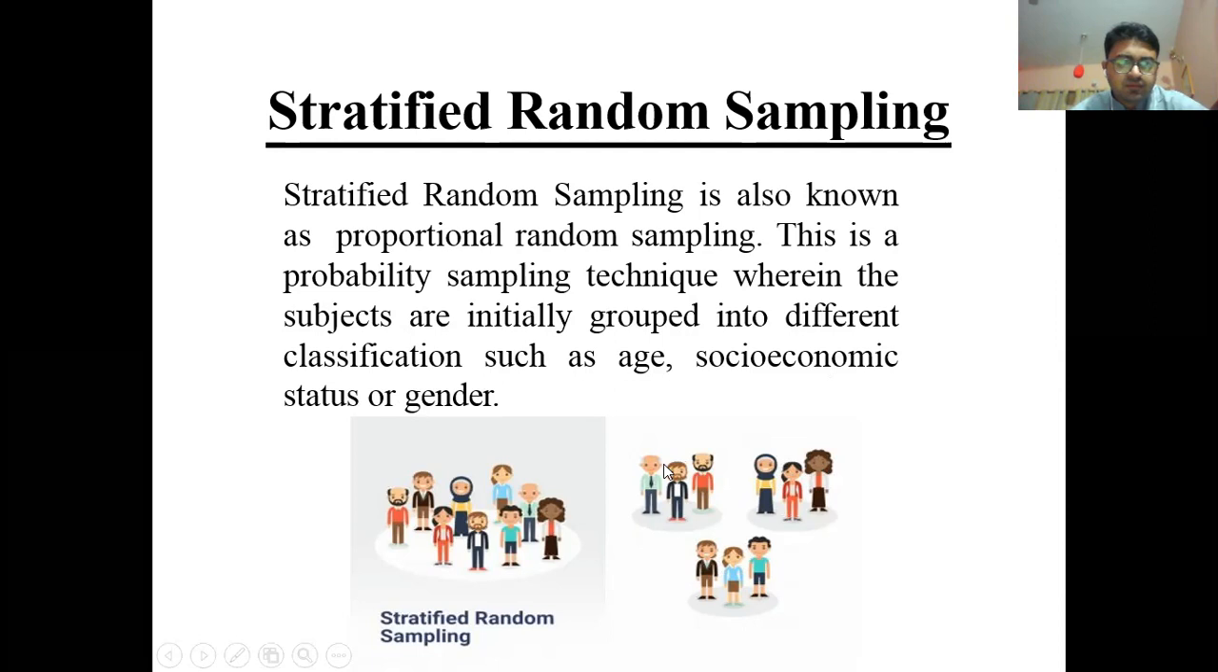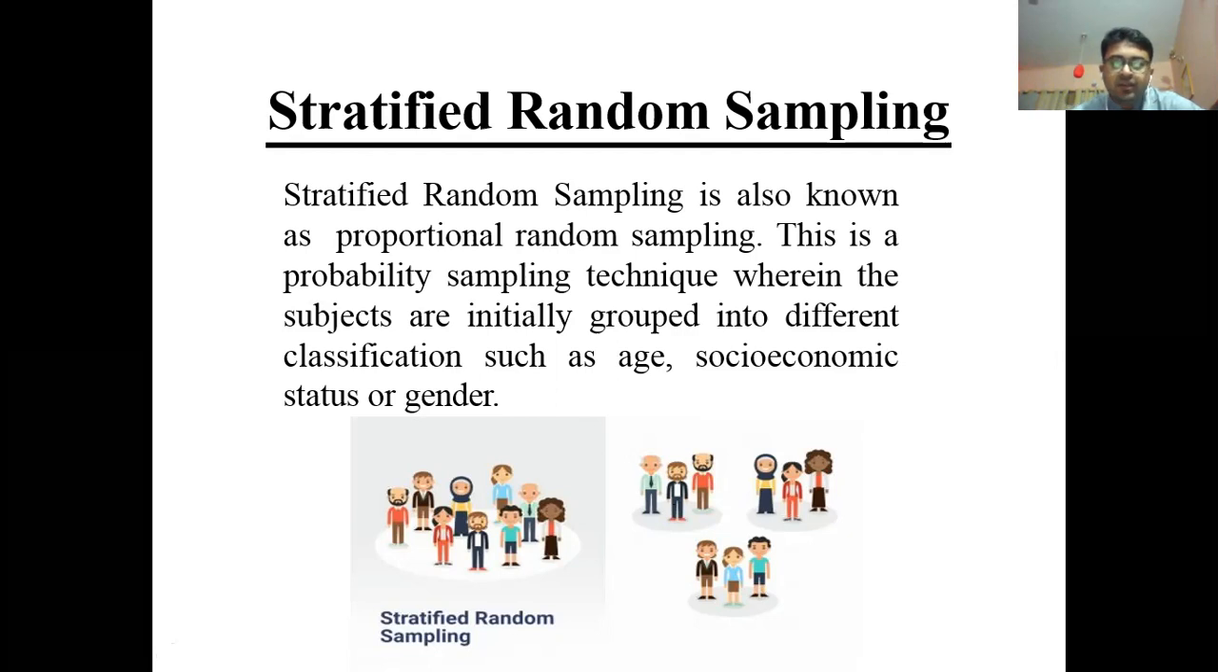So in stratified random sampling, the researcher will first make the strata, like grouping of the same age, socioeconomic status, or gender wise, and then they choose the samples.